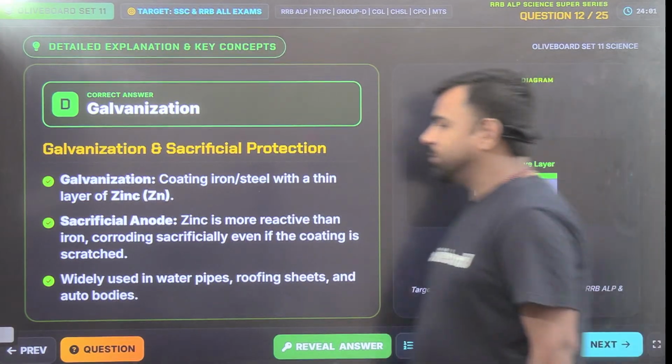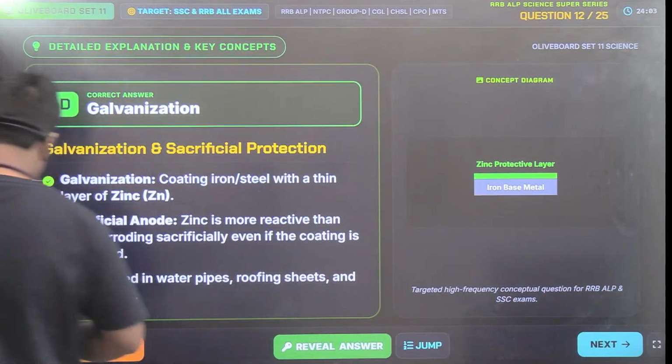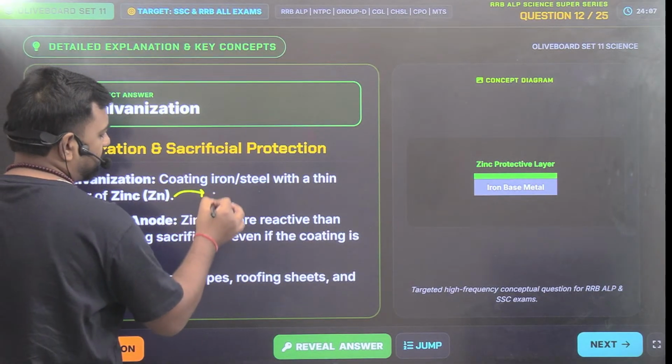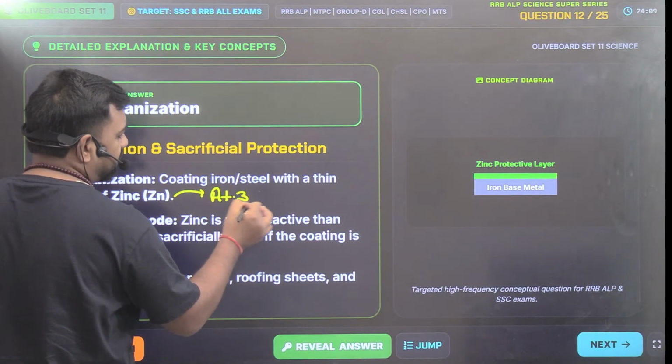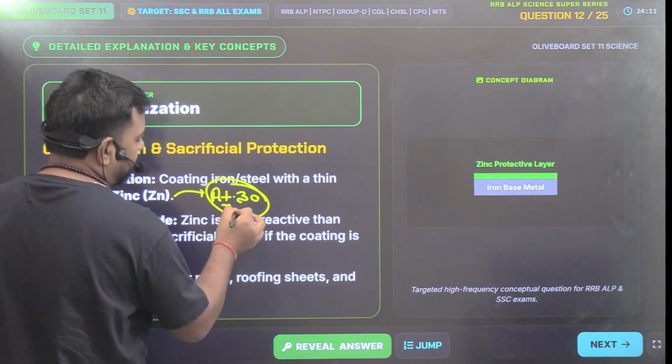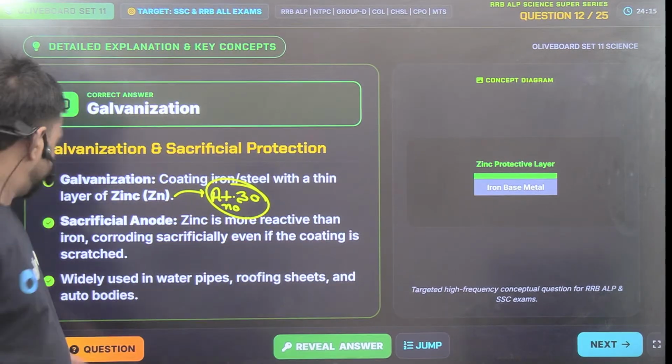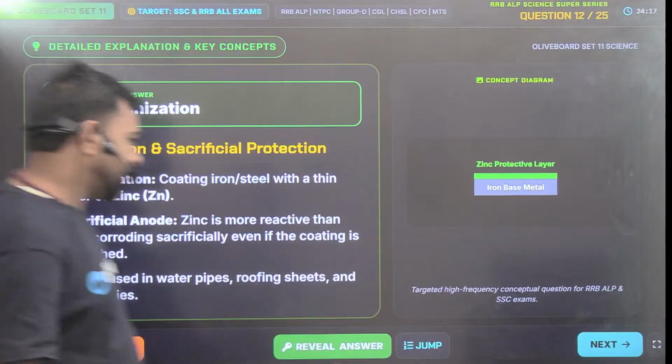Guys, what is the atomic number of zinc? This question is also asked in the examination. The atomic number of zinc is 30. This question was directly asked in ELP. Fine. Okay, that's great again. Next.